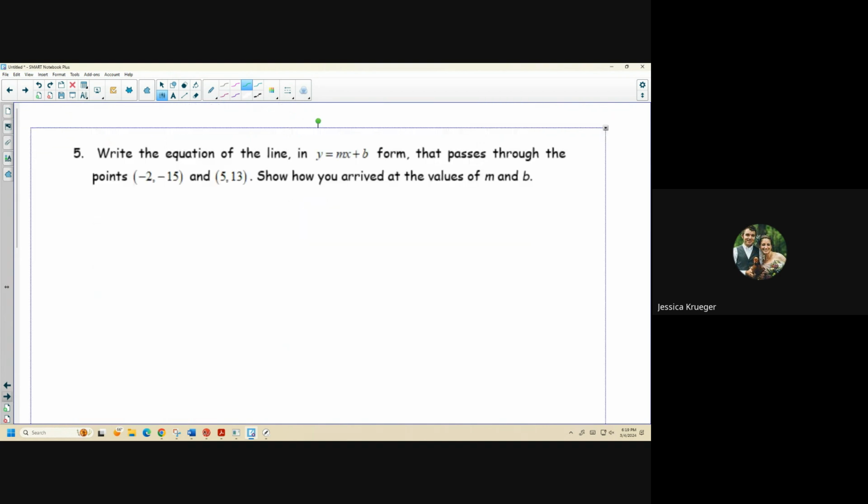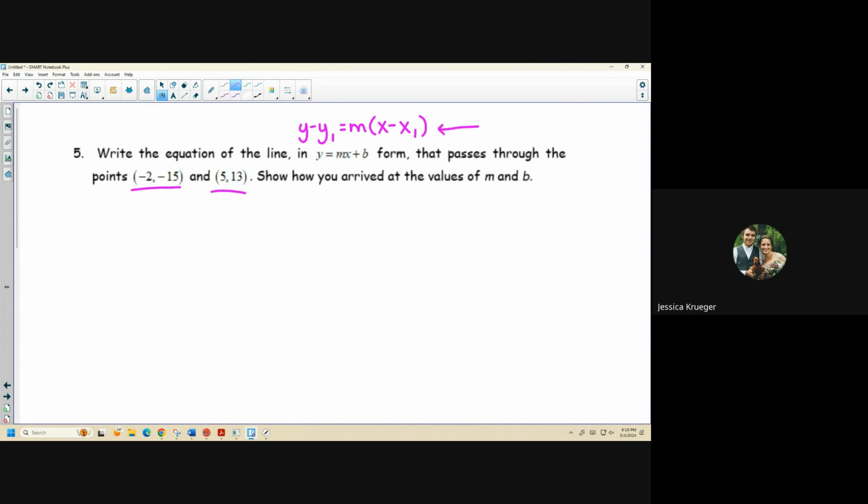Write the equation of the line in y equals mx plus b form that passes through the points -2, -15, and 5, 13. So we said there were two forms of a line. There's y equals mx plus b, and there's y minus y1 equals m times x minus x1. I'm going to choose to use this one because I know 2 points. I don't know a y-intercept.